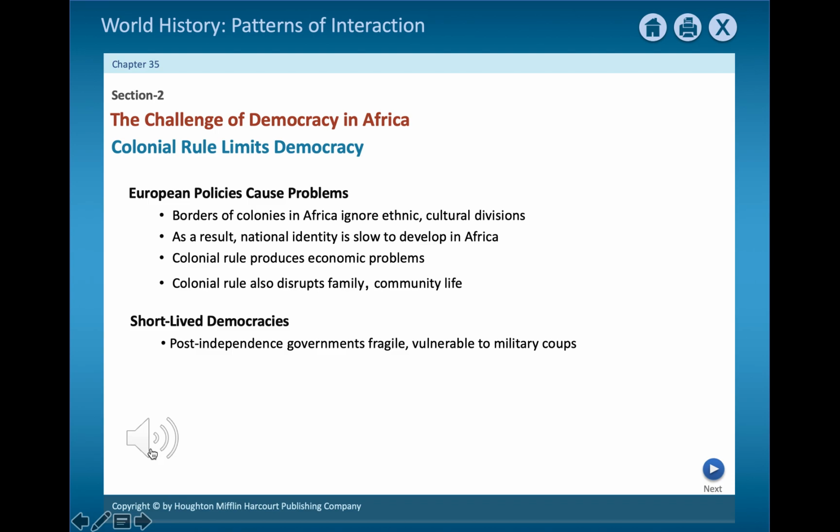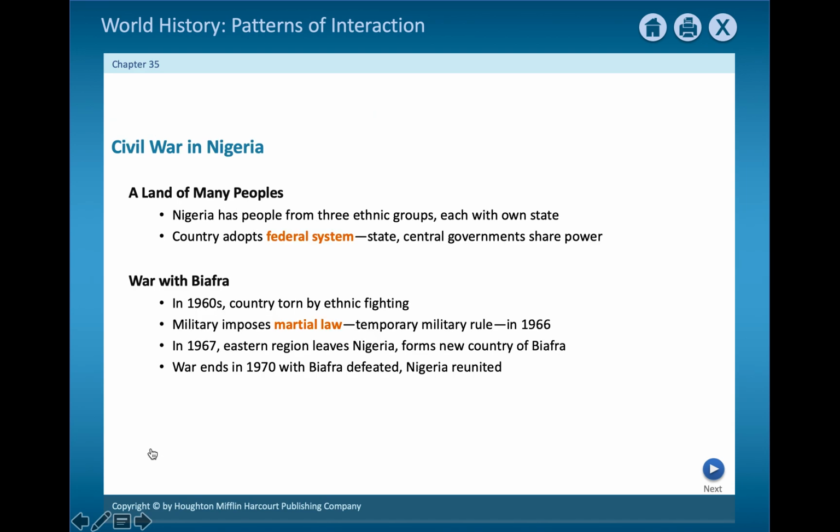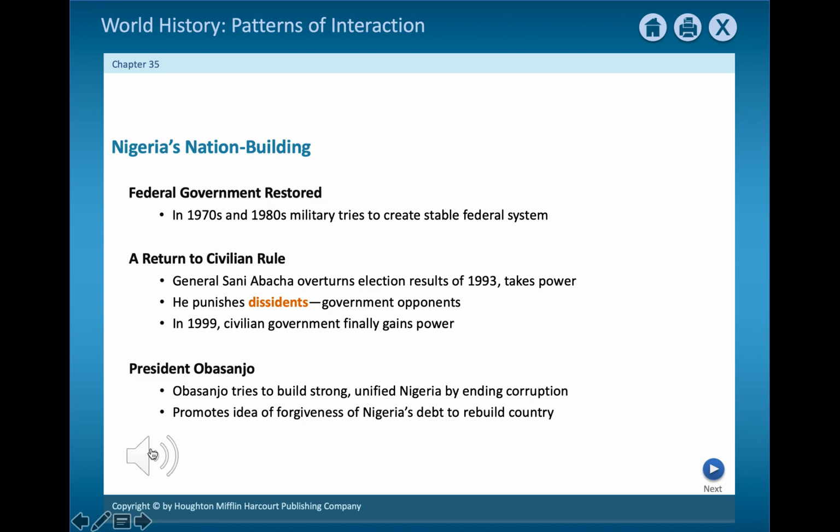When Britain and France gave their African colonies independence, they gave them democratic governments. Soon, though, problems arose between rival groups. Nigeria is an example of this. In 1960, it became independent from Britain, but conflict broke out in just a few years. The people of one ethnic group tried to break away from Nigeria, but lost in a 3-year civil war.